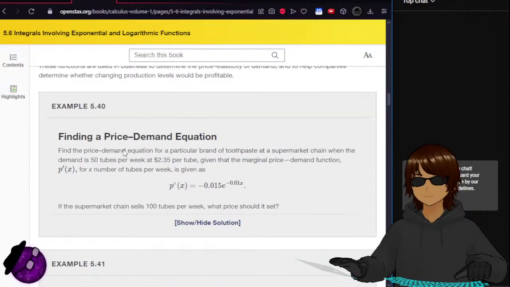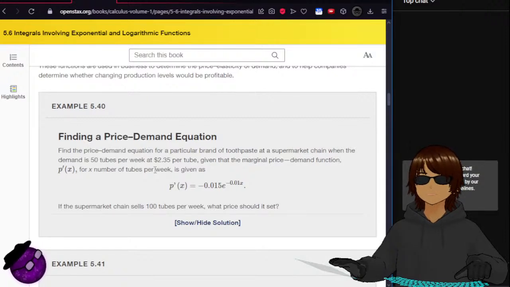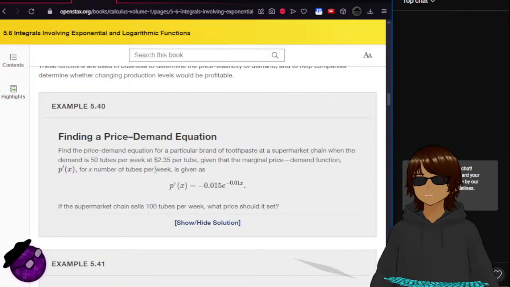Yes. Okay. Find the price demand equation for a particular brand of toothpaste at a supermarket chain when the demand is 50 tubes per week at $2.35 per tube. Given that the marginal price demand function, the derivative of p(x) for x number of tubes per week, is given as p prime equals minus 0.015 e to the power of minus 0.01x. If the supermarket chain sells 100 tubes per week, what price should it set?